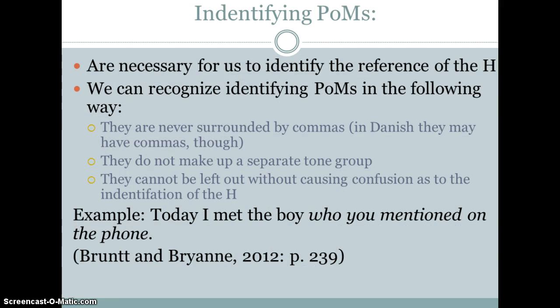Then we have identifying post-modifiers. They are necessary for us to identify the reference of the head. We can recognize identifying post-modifiers in the following way. They're never surrounded by commas, which they are in Danish, or they might be in Danish. They do not make up a separate tone group. Today I met the boy who you mentioned on the phone. They cannot be left out without causing confusion as to the identification of the head. Today I met the boy. And if you want to see more about this, look on page 239 in Brund and Brian.